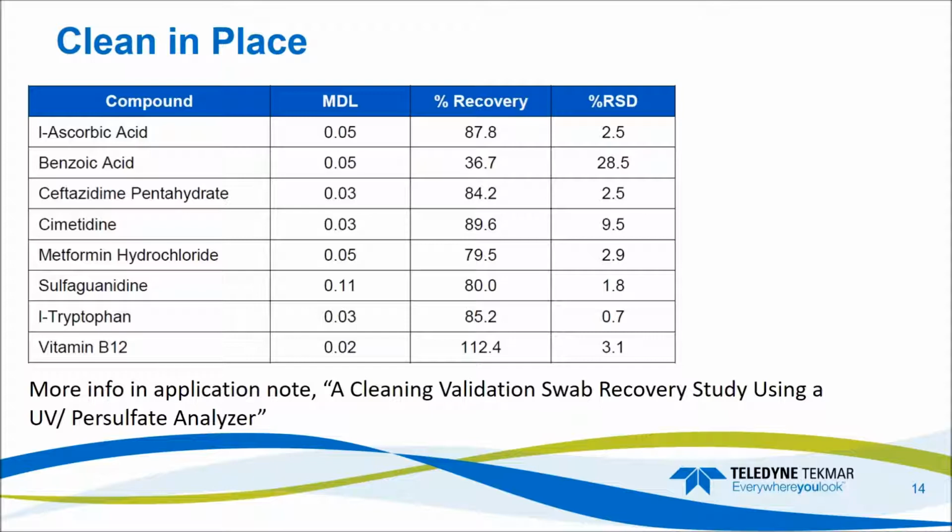As you can see, most of the compounds were recovered above 80%. So here's the recovery rate of each compound, which is extremely good considering the technique is just swabbing it. It's not a direct injection or anything like that. So I thought that was really great. If you want more information about cleaning in place, we have an application note called a cleaning validation swab recovery study using a UV persulfate analyzer, which is our Fusion. It's on our website under the Resource Center tab.